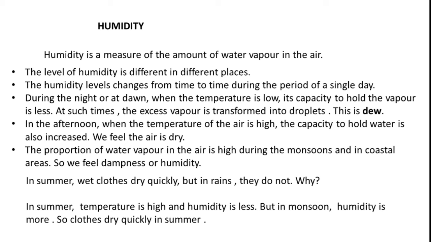The proportion of water vapor in the air is high during the monsoon and in coastal areas. So we feel dampness or humidity. In summer, wet clothes dry quickly, but in rains they do not. Why? In summer, the temperature is high and the humidity is less. But in monsoon, humidity is more. So clothes dry quickly in summer.